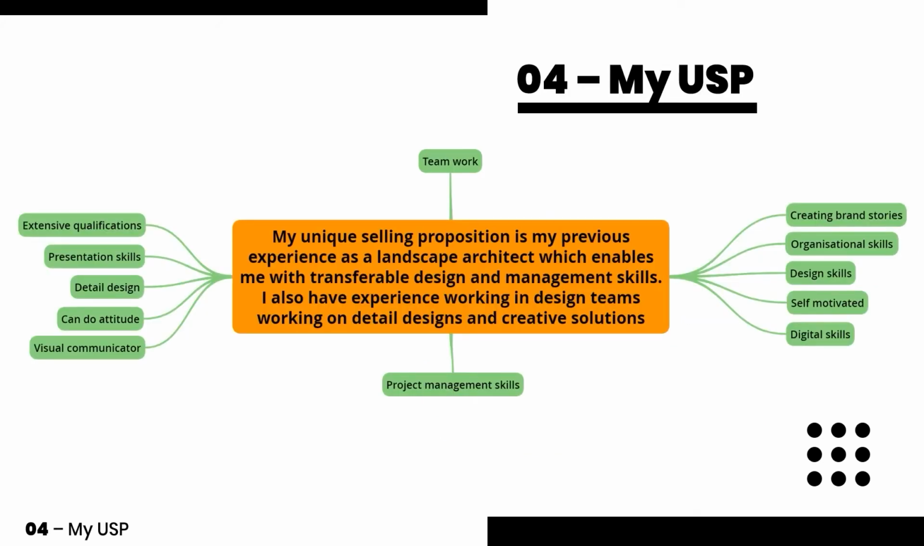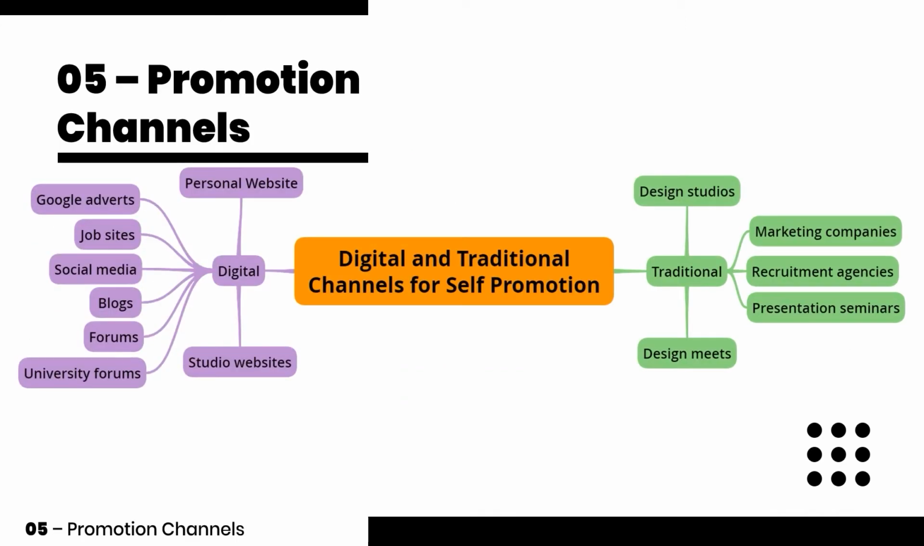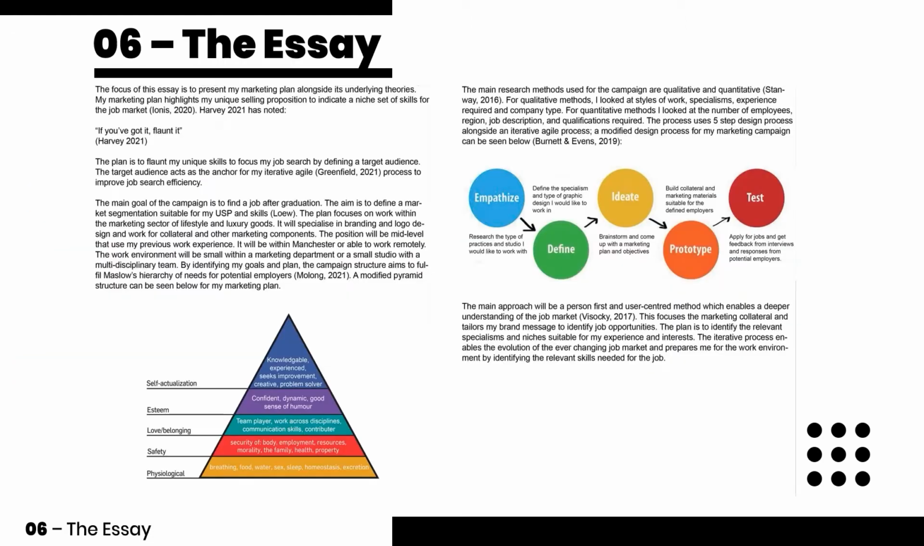My unique selling proposition is an experienced landscape architect turned graphic designer with diverse transferable skills. I will market my USP through traditional and digital promotional channels such as job sites, recruitment agencies and design studios. The marketing plan identifies Maslow's hierarchy of needs which structures current skills needed to fulfill employers' needs.